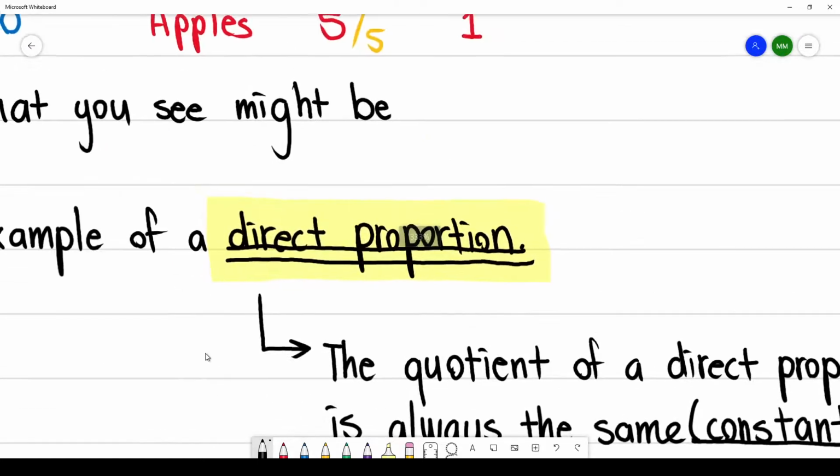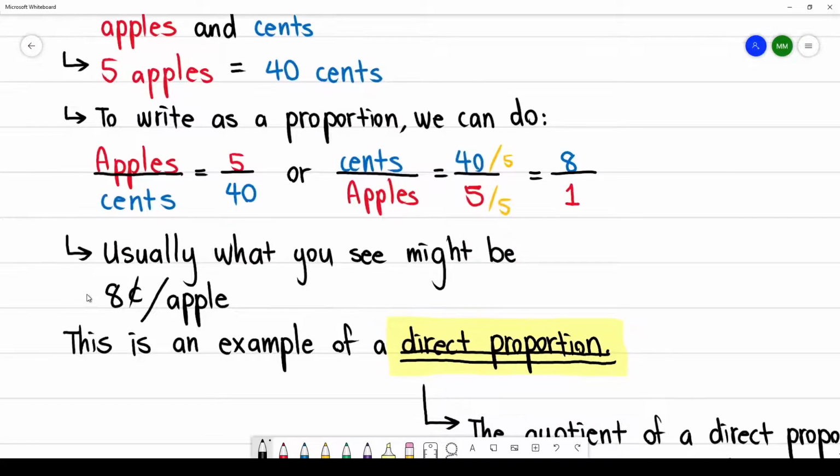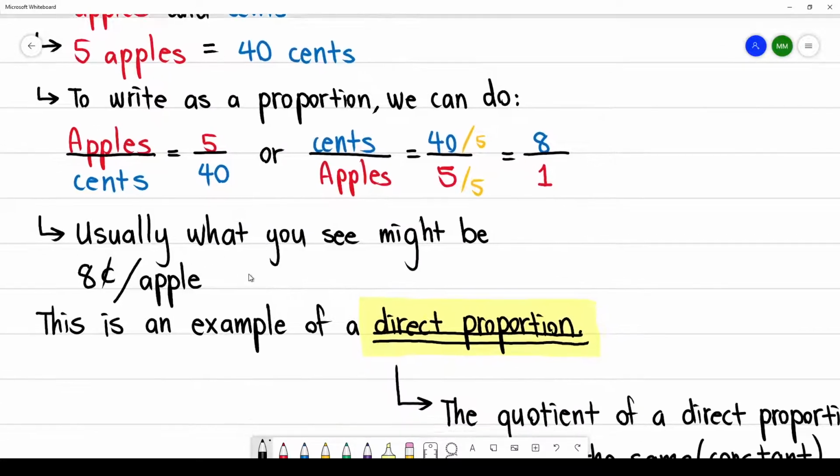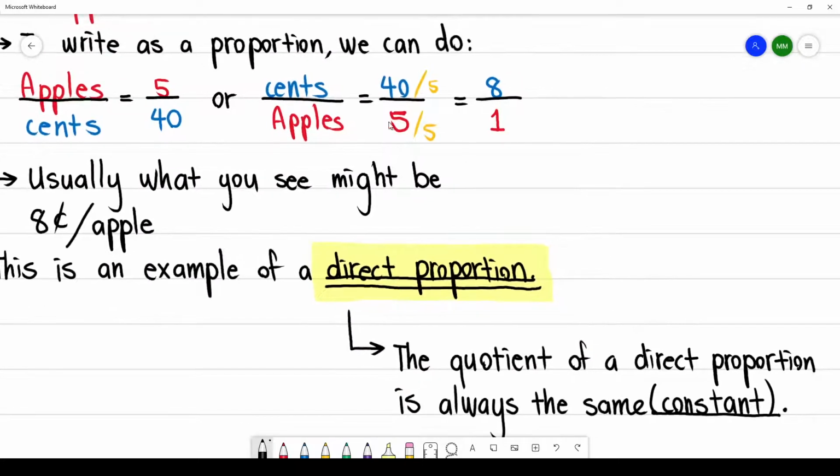This means that in the apple example, one apple is always going to cost 8 cents, and 8 cents is always going to buy you one apple. When you increase the number of apples to 5, you need 40 cents to buy those 5 apples. And when you simplify it, it comes down to 8 cents per apple again. So the quotient, 40 divided by 5 is equal to 8, and 8 divided by 1 is equal to 8.